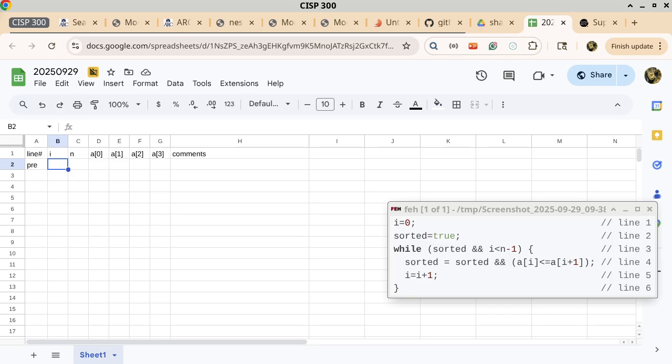It doesn't matter what I has, so we just say that I can be unknown. It doesn't really matter. N needs to be known. Okay, so in this case, we have N being 4 because N is telling us the number of elements in the array. Now, is that always the case?